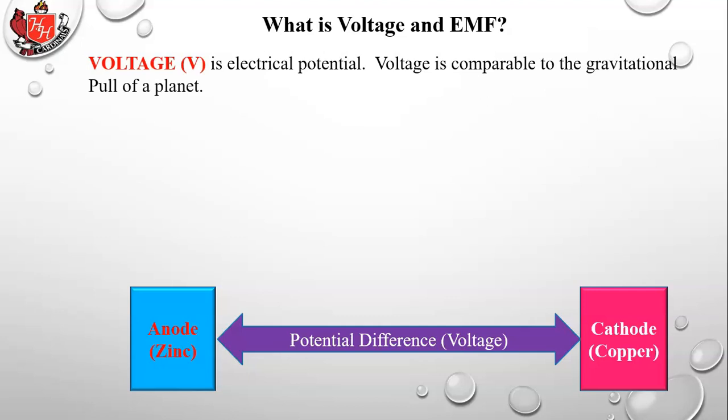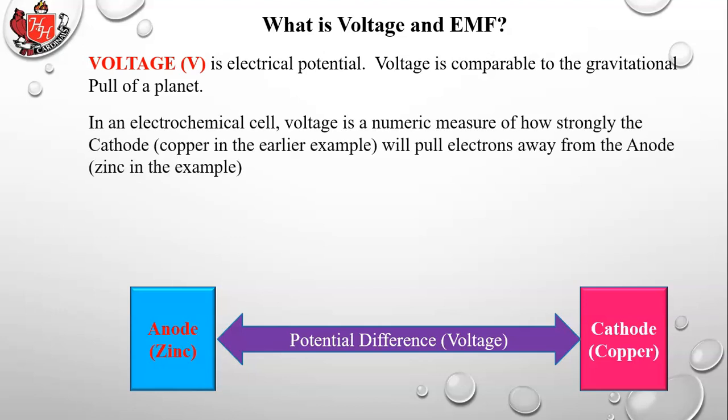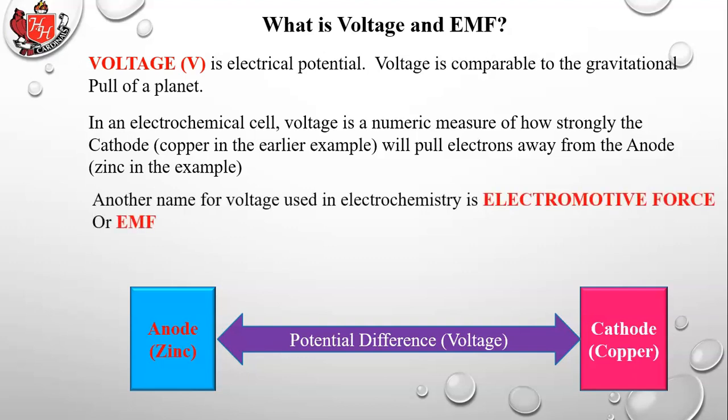So voltage is electrical potential. Voltage is comparable to the gravitational pull of a planet. In an electrochemical cell, voltage is a numeric measure of how strongly the cathode, that was the copper in our last lesson, will pull electrons away from the anode, which was the zinc in the last lesson. Another name for voltage used in electrochemistry is electromotive force, and that's abbreviated EMF.